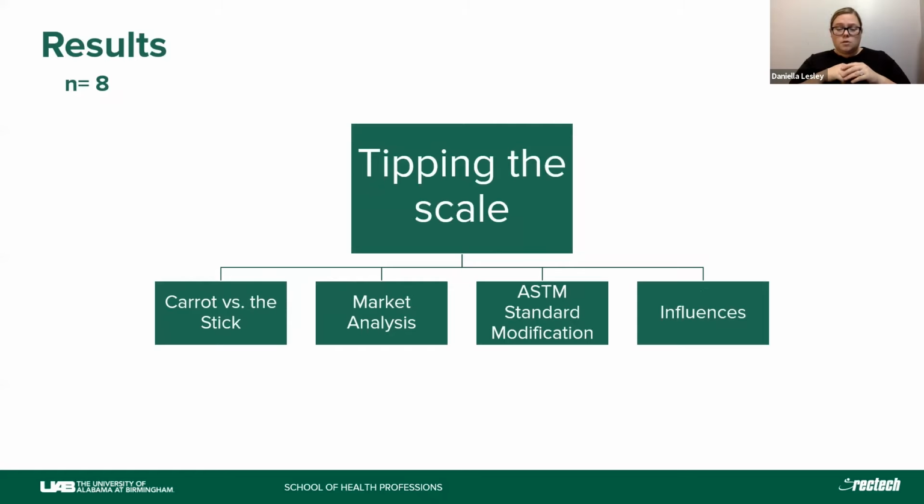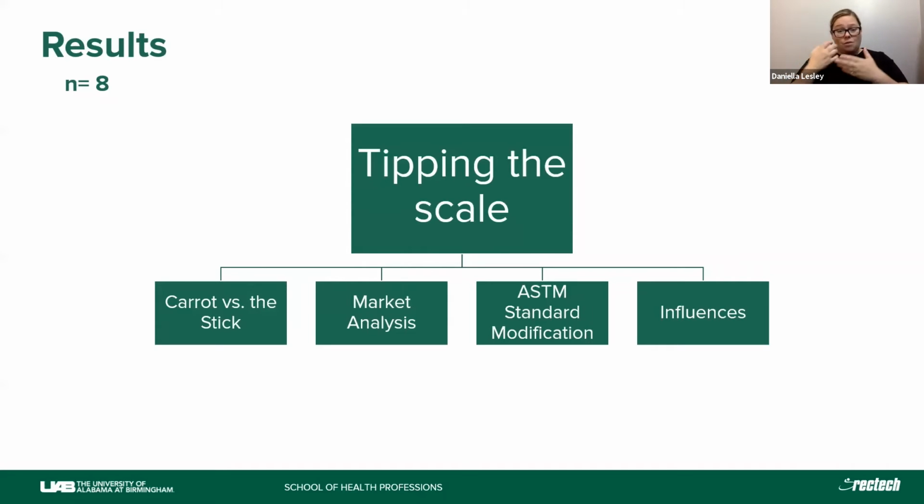We also saw some ideas on how the scale could be tipped. So what could happen for these manufacturers to produce equipment with the ASTM standards? There was the idea of the carrot versus the stick. Some felt like if you were to incentivize gyms to carry this fitness equipment, then it would show a need to the manufacturers and they would start to produce it, versus a stick. Should there be law and legislation that holds gyms accountable for not carrying the equipment?